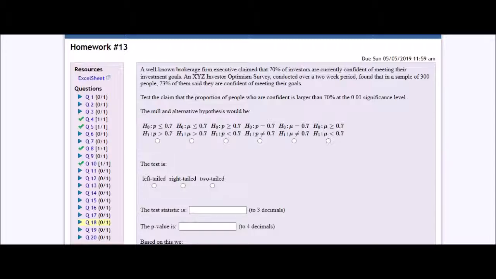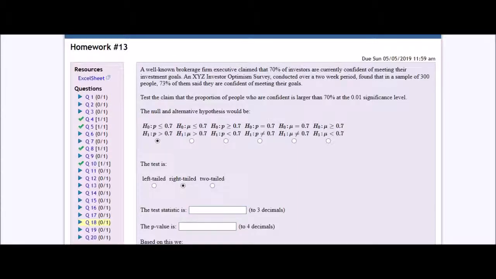The null hypothesis is going to be, since we're talking about a proportion here, where we will eliminate all of the options that suggest the mean, and we know this is a right tail test, so P is going to be greater than 0.7 or 70%. And this is a right tail test. And then we will compute the test statistic and the p-value.